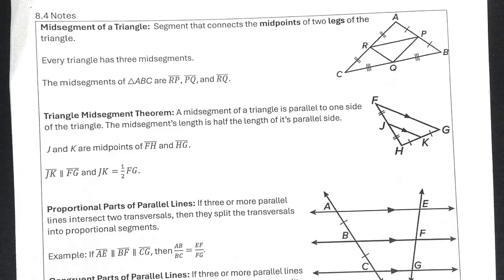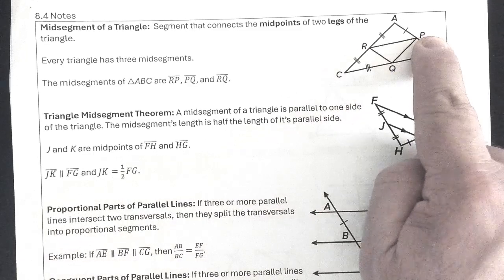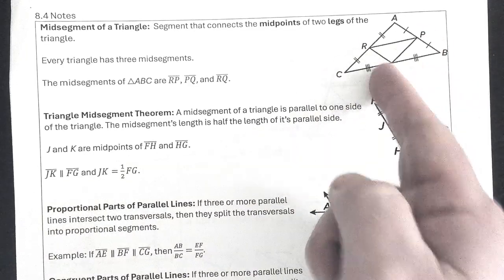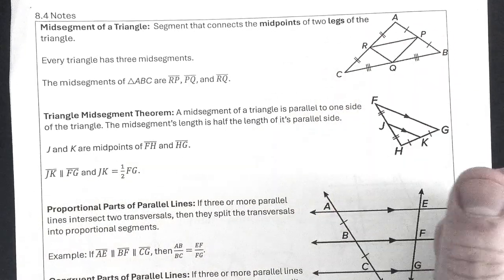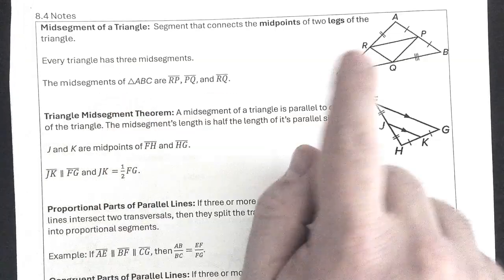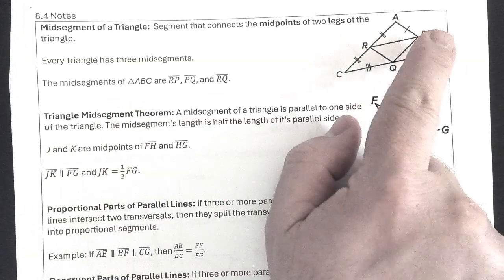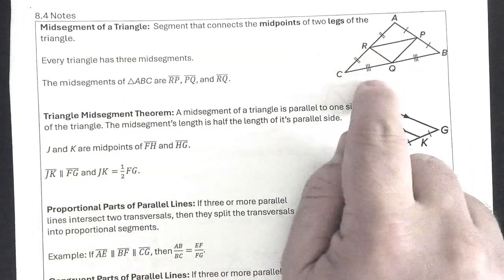All right, mid segment of a triangle. The segment that connects the midpoints of the two legs of the triangle. Each triangle has 3 mid segments. So this is a mid segment here, this is a mid segment here, this is a mid segment here. The mid segments of triangle ABC are RP, PQ, and RQ.